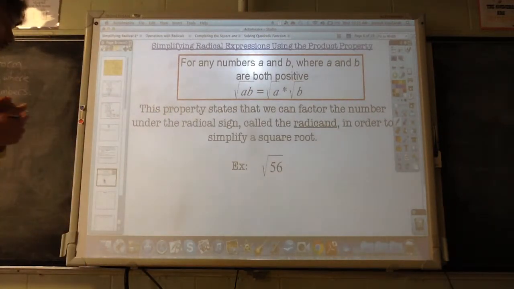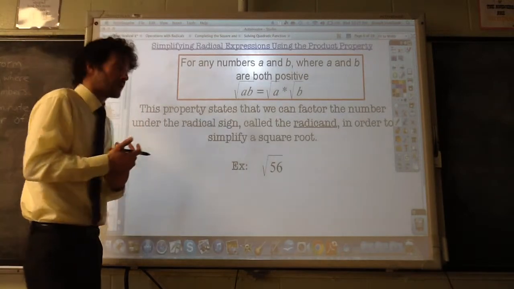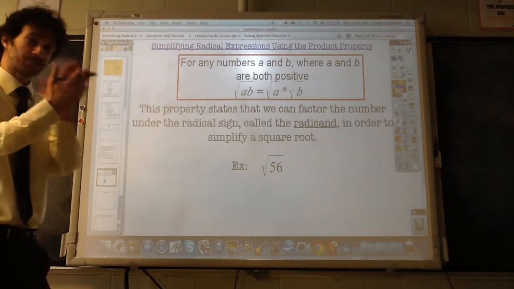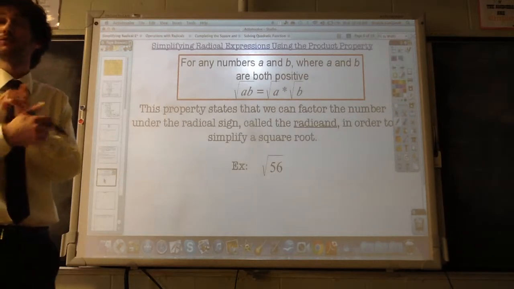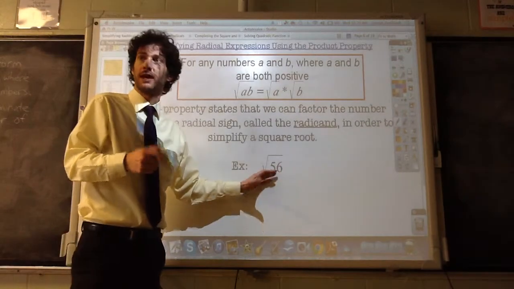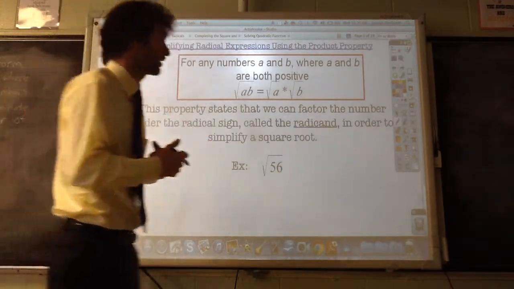It's an irrational number. But if I know how to factor 56, I can split it into two numbers so that one of the numbers is a perfect square, and I can take a square root of part of it and leave the rest inside. So let me show you how that goes.